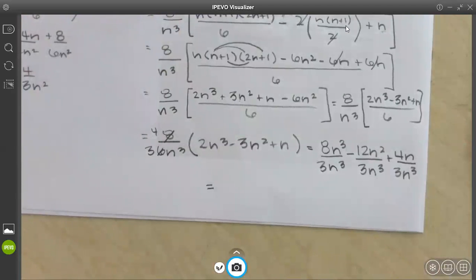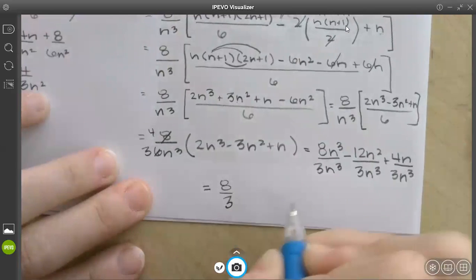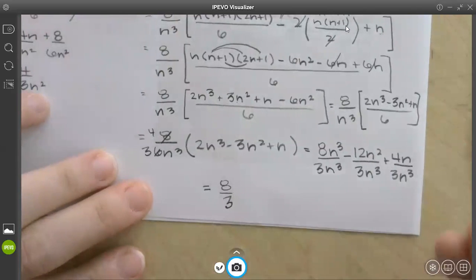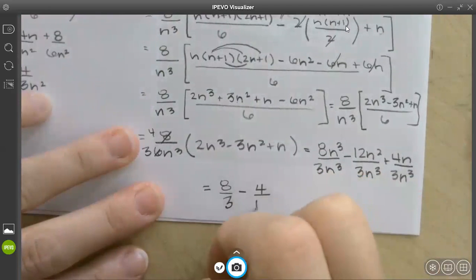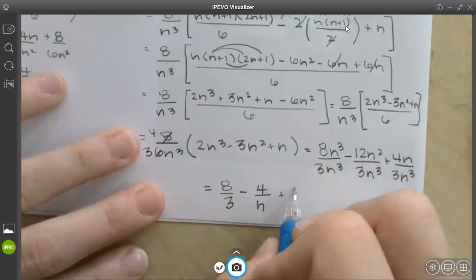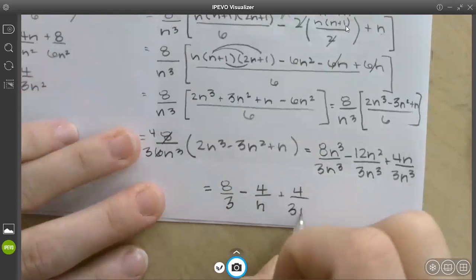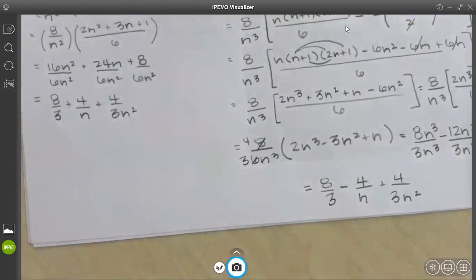What's the first term simplify to? Second one? What kind of 4? Negative. And then? Look at your terms, except 4, the minus and the plus. That's it. Very good. All right.